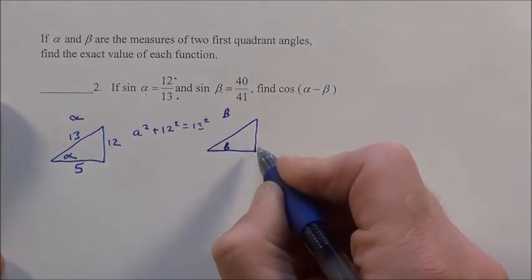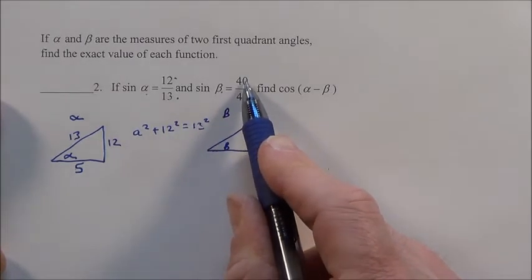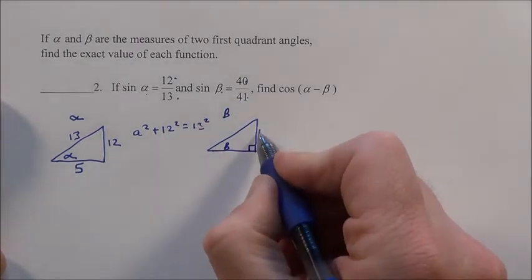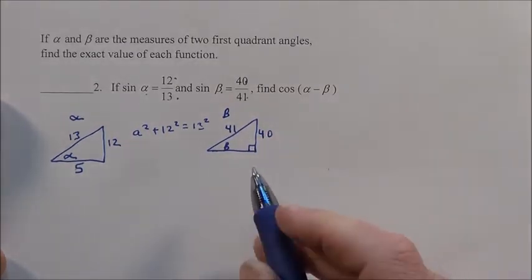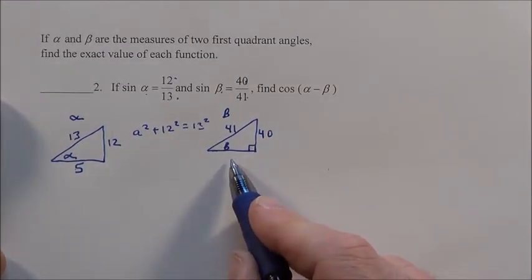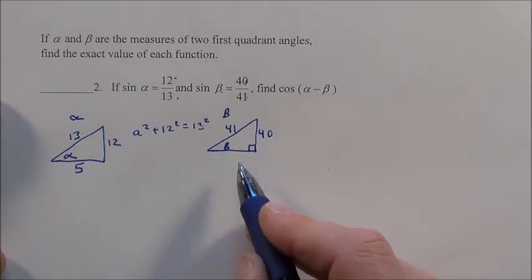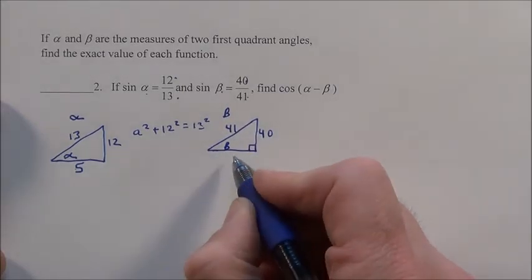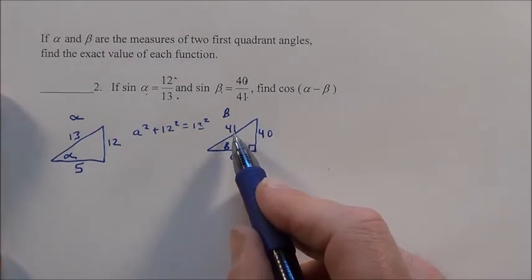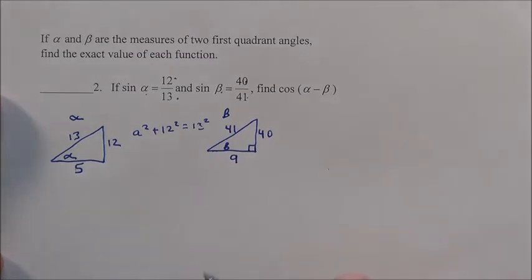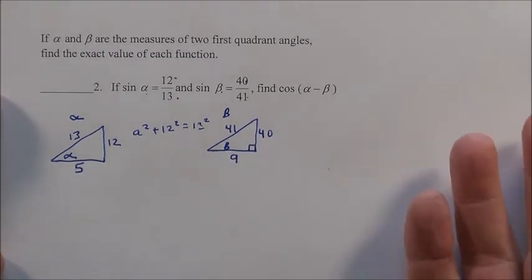Here's beta right in here, with the 90 degrees. It says the sine. Again, sine is opposite over hypotenuse. So opposite is 40, hypotenuse is 41. So we would say, again, a squared plus 40 squared equals 41 squared. And then we solve for down here. This is going to be a 9, because 9 squared plus 40 squared equals the hypotenuse value squared. So now we have our triangles. That's the main thing that we always start with.